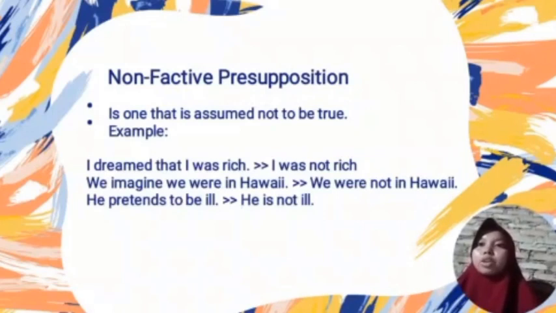Next, non-factive presupposition. It is one that is assumed not to be true. Example, I dreamed that I was rich. It means that I wasn't rich. We imagined we were in Hawaii. It means that we weren't in Hawaii. He pretends to be ill. It means that he is not ill.